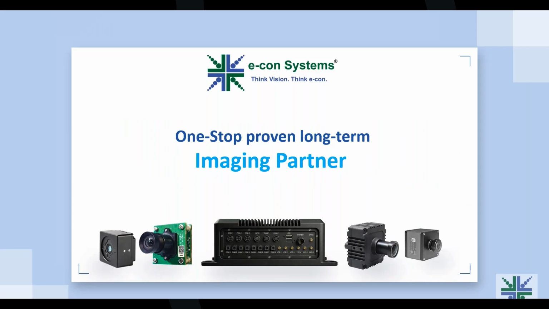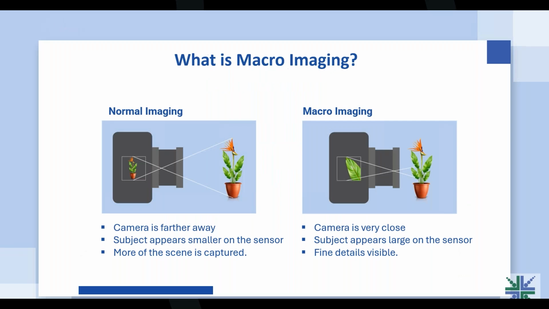With that overview, let's get into today's topic, depth of field challenges in macro imaging. Before we dive in, let's align on what macro imaging really means. Macro imaging captures objects at very close working distances so that small structures appear significantly larger on the sensor. We are talking about high magnification ratios, often 1:1 or greater, where the object size on the sensor closely matches its real-world size. In normal imaging or wide field imaging, the camera captures a broader scene. The subject occupies a smaller portion of the sensor, providing a large field of view and greater scene context.